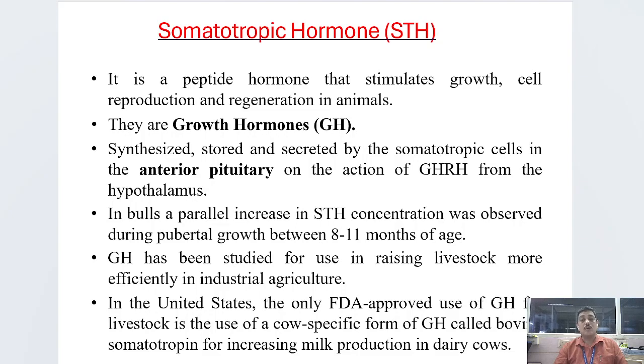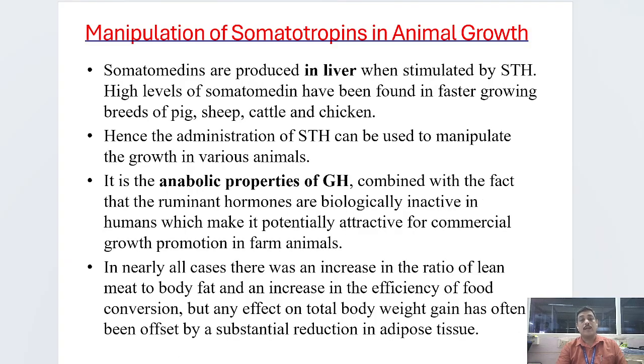These growth hormones are produced from bovine. So we call it bovine somatotropin, and it is frequently used for increasing the milk production in dairy cows. How can we manipulate this growth hormone? That is very important.